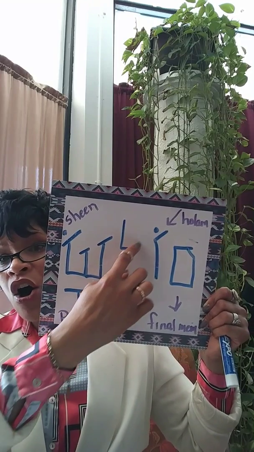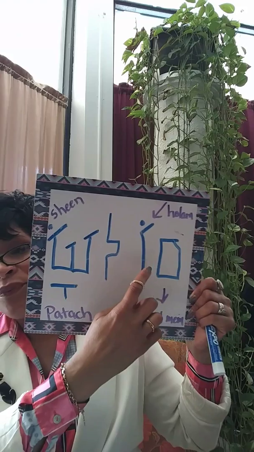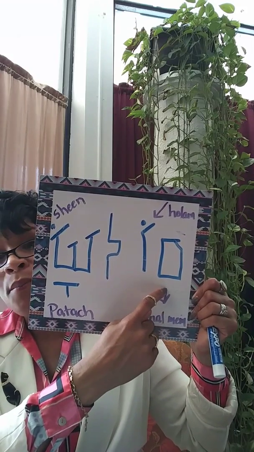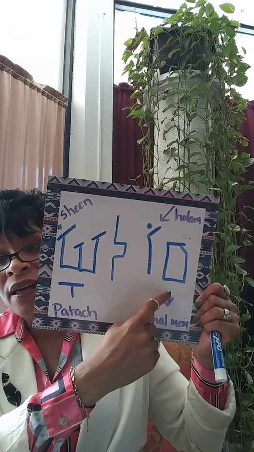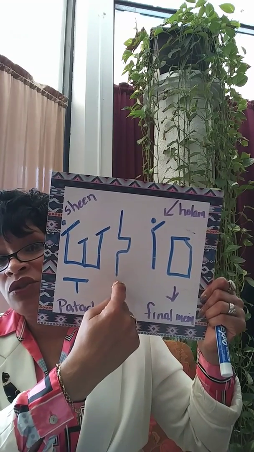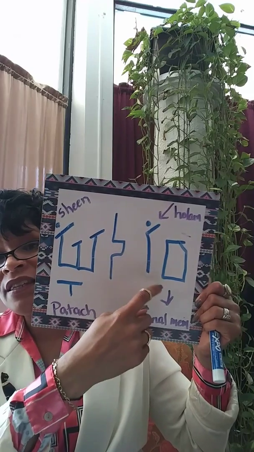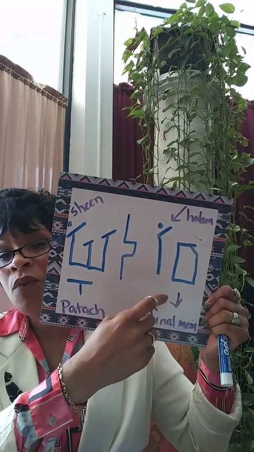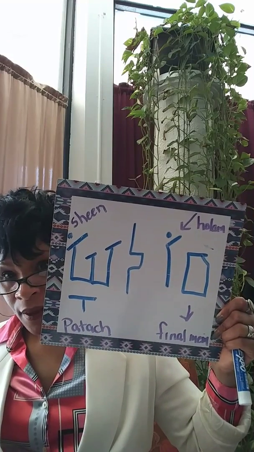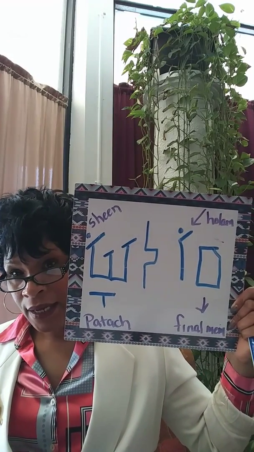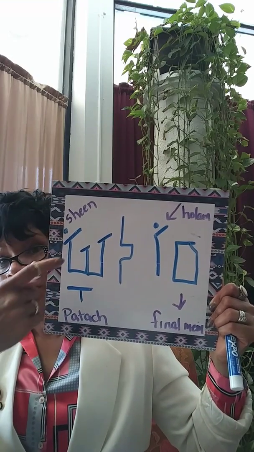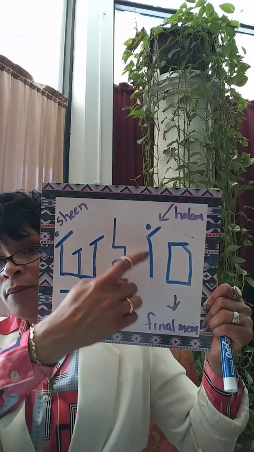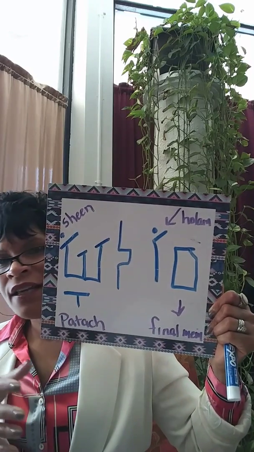Sh, la, o. Now, you got to go back to the tutorials. This is a mem, right? But this is not a mem that we regularly use that goes in the word. This is a final mem, right? Okay? And a mem makes what sound? All right? So, let's go. Sh, la, o. Don't worry about putting it all together right now.